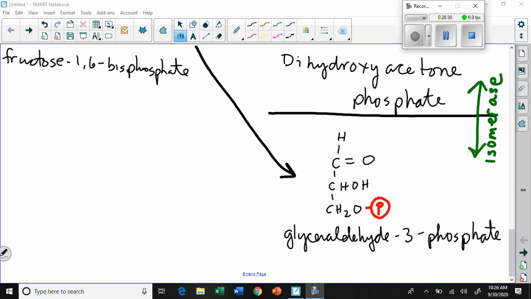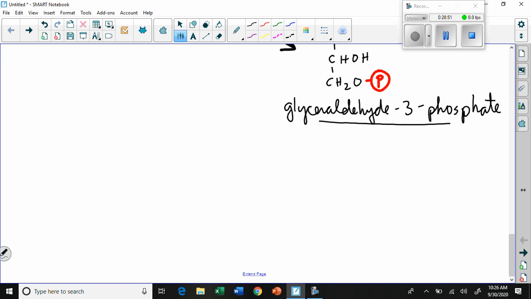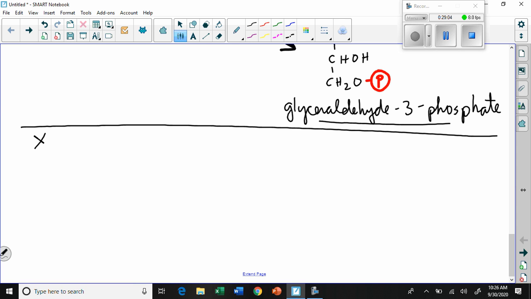So essentially, from this point on, since we've split the 6-carbon molecule into 2 3-carbon molecules, we're going to end up with double everything. Because of this isomerase, effectively we can just count the products here as 2 of the glyceraldehyde 3-phosphates. So everything we draw from this point on has to be doubled because it's happening to 2 of these molecules. But we're just going to draw 1, obviously, because it's too much trouble to draw them all. So, times 2 from this point on.